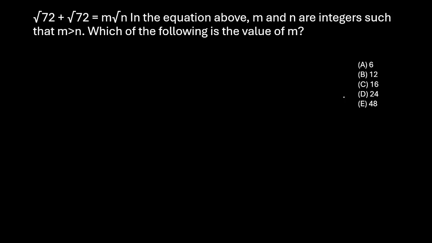Let's solve this SAT question. The square root of 72 plus the square root of 72 equals m times the square root of n. In this equation, m and n are integers such that m is greater than n. Which of the following is the value of m?